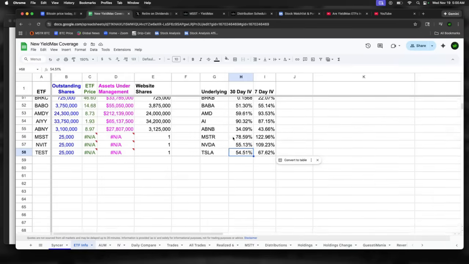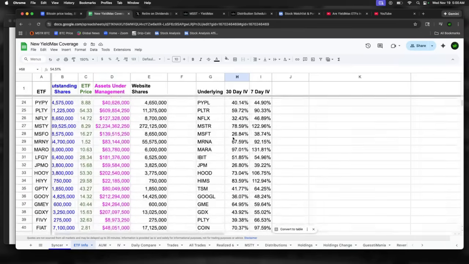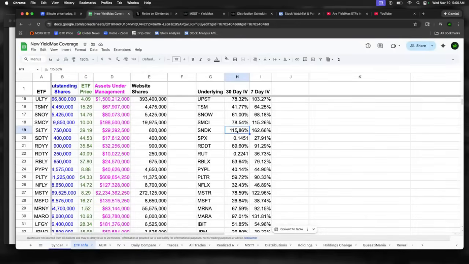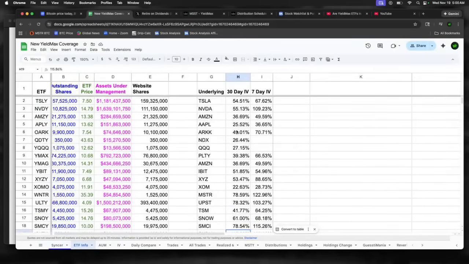This is really good, actually. Any of these other suckers at like 100? Yeah. Well, that's a salty fund. That's a salty ticker there.